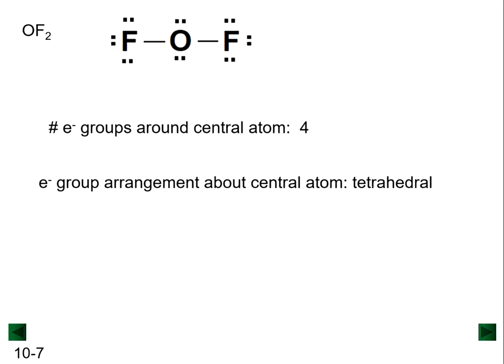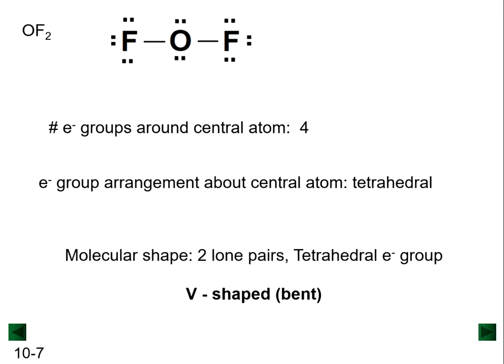With 4 electron groups around the central atom, the electron group arrangement about the central atom is tetrahedral. And the molecular shape that we deduce then for a system that has 2 lone pairs around the central atom and a tetrahedral electron group arrangement around the central atom is a V-shaped molecular structure.